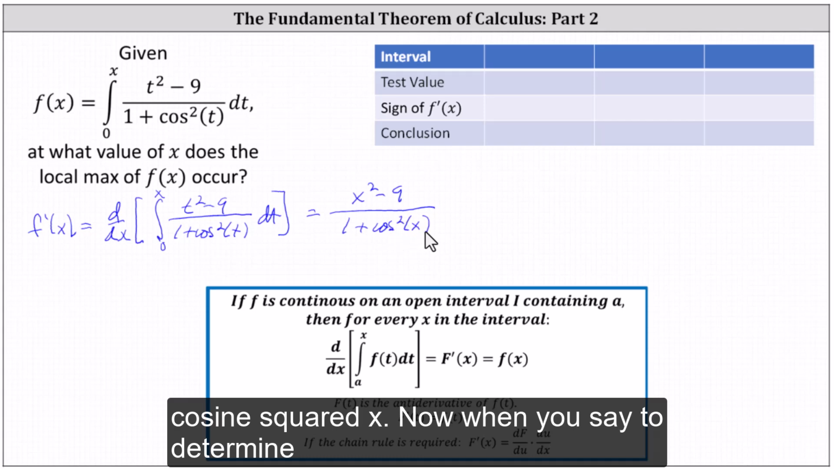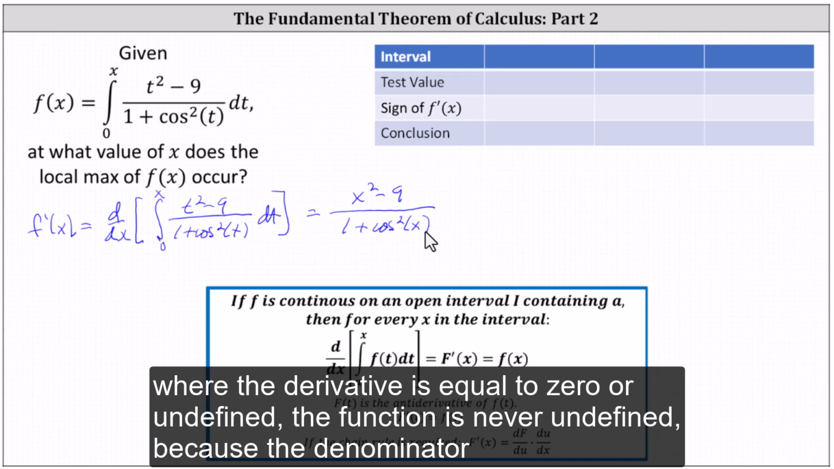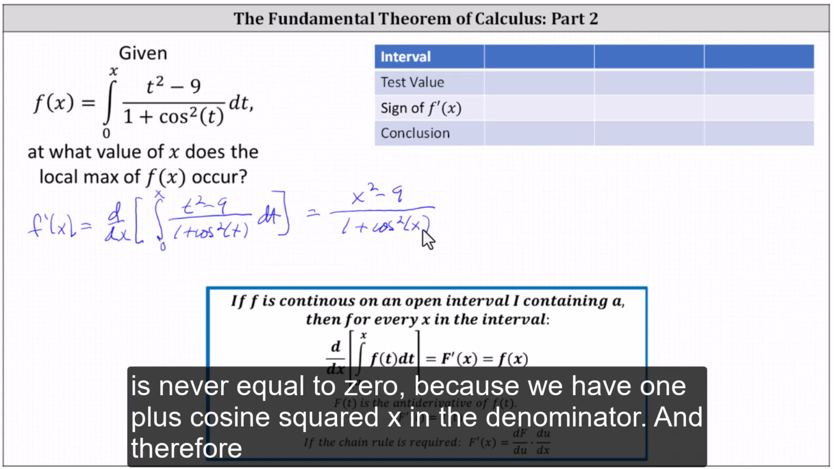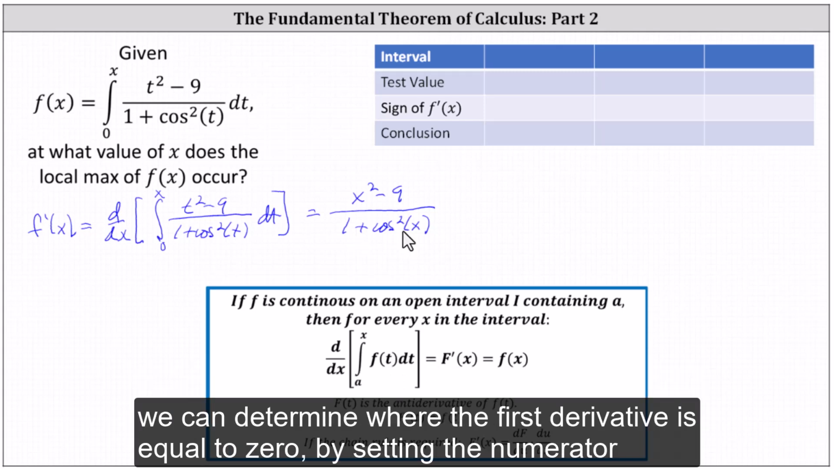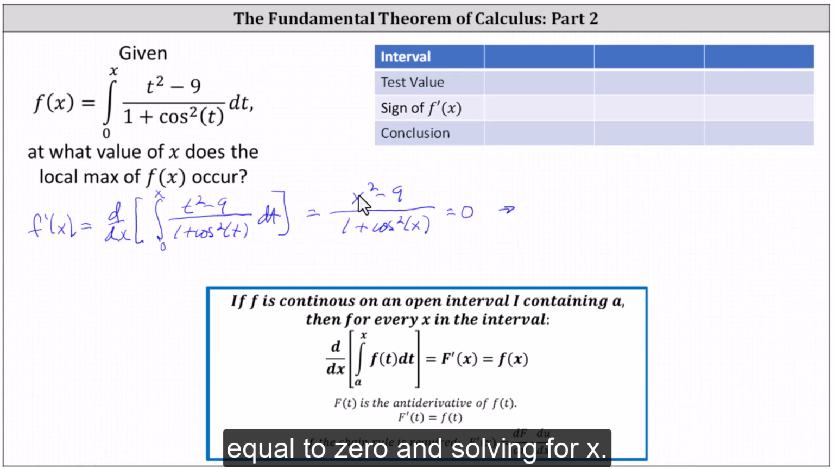And now we need to determine where the derivative is equal to 0 or undefined. The function is never undefined because the denominator is never equal to 0, because we have 1 plus cosine squared x in the denominator. And therefore we can determine where the first derivative is equal to 0 by setting the numerator equal to 0 and solving for x.